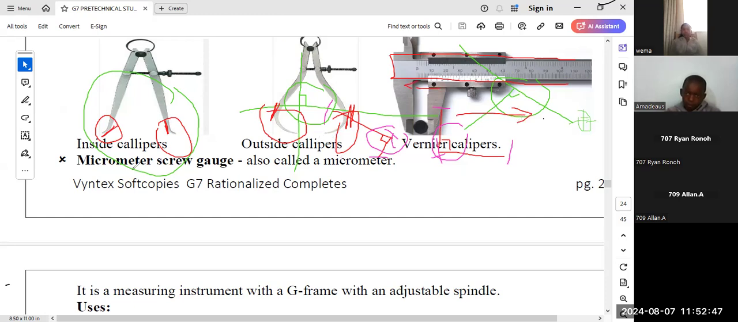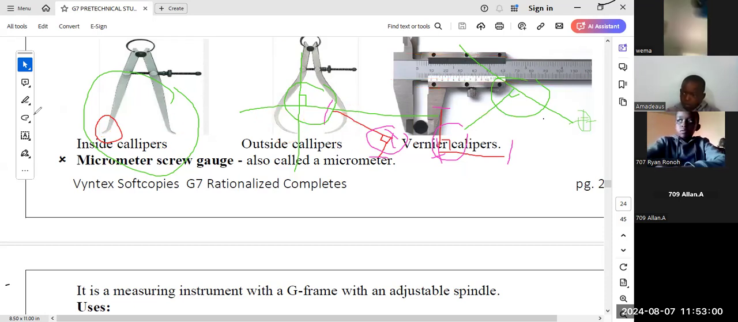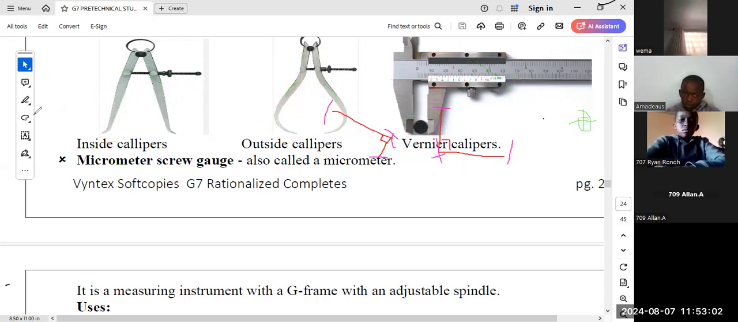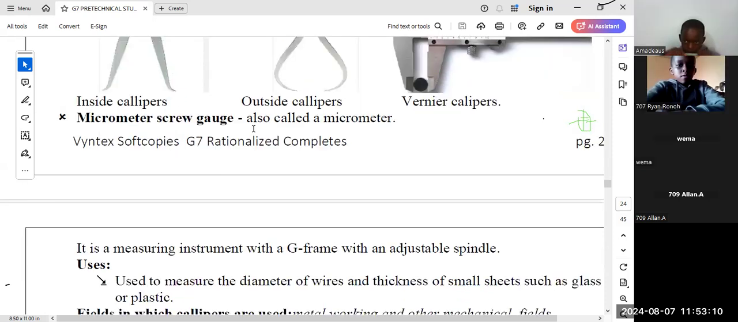Then from there, we have the micrometer screw gauge. The micrometer screw gauge is another measuring tool. The micrometer screw gauge is also called a micrometer.